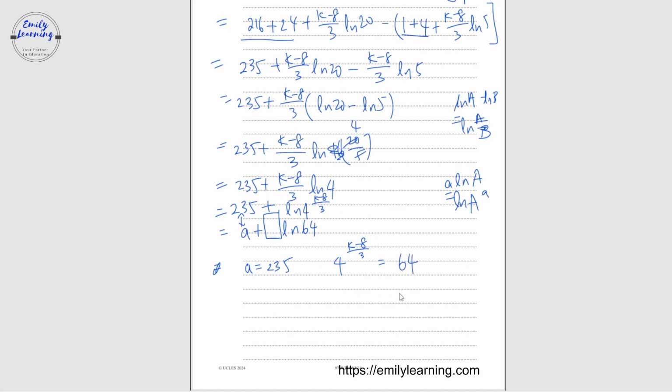And I know that 64 is 4 cubed, right? So I know that k minus 8 over 3 is equal to 3. So in other words, k is equal to 9 plus 8, which is equal to 17. 3 times 3, then you bring over the 8. So therefore, I know that a is equal to 235, while k is equal to 17.